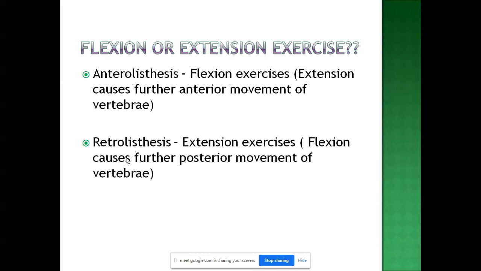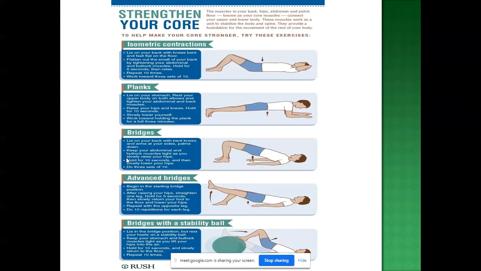There is no fixed criteria for spondylolisthesis that you have to go with flexion or you have to go with extension exercise. Depending on whether it is anterolisthesis or retrolisthesis, you will decide whether you will give flexion exercise or extension exercise. Next, core muscle strengthening you have to do, because if your core muscles are strong, then they will support the spine, and the chances of recurrence will be less. If the muscles and the ligaments around the spine are strong, then the chances of retrolisthesis or anterolisthesis will be minimum.